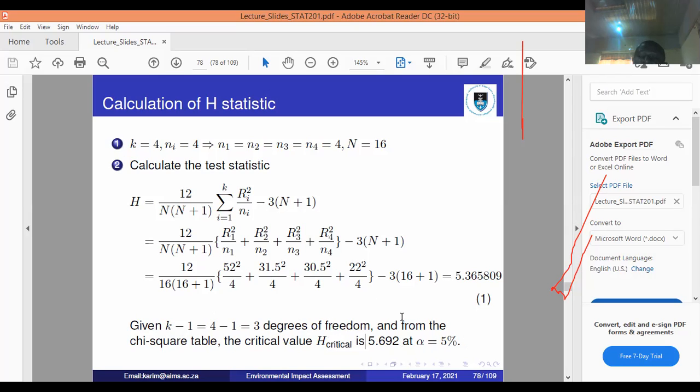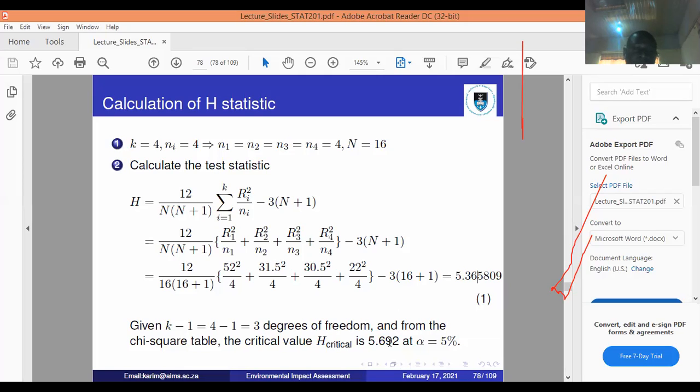So do we accept the null hypothesis or reject it? We compare the calculated value against the one we read from the table. If the calculated one is greater than the critical one, we reject H0. If the calculated one is less than the critical one, we accept H0. So in this situation, do we accept H0 or do we reject it?